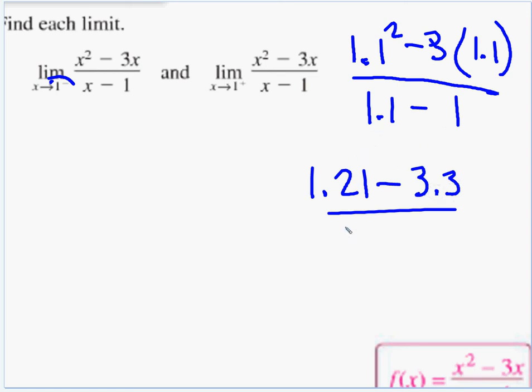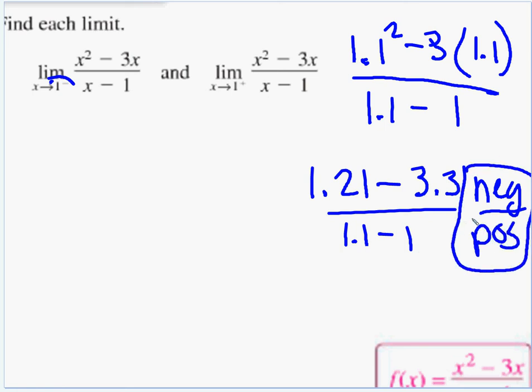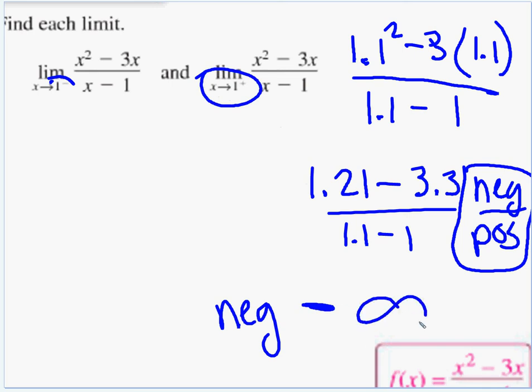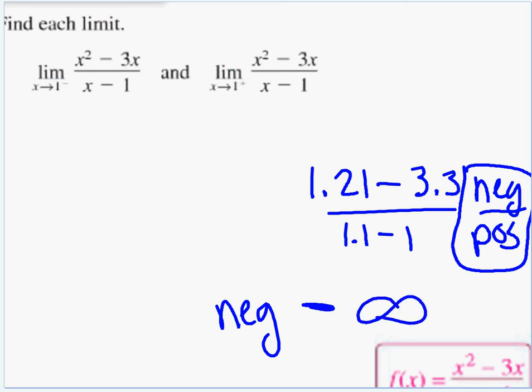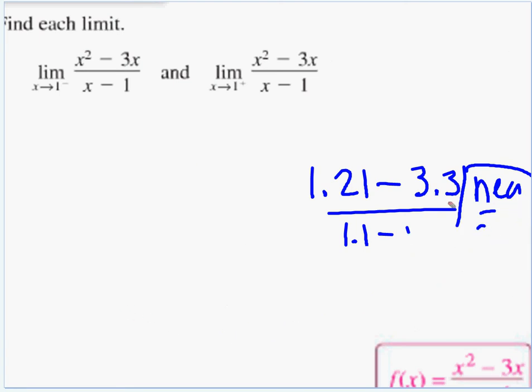Denominator 1.1 minus 1. So here our numerator is negative, as we saw on the other side, but now our denominator is positive. A negative numerator divided by a positive denominator is a negative overall answer. So as we approach from the other side, we're heading to negative infinity. The limit fails to exist. Infinite or unbounded behavior. In this case, it's to negative infinity.